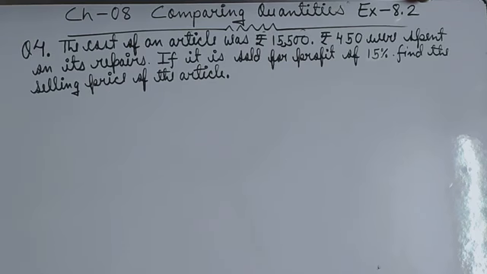Now this is the fourth question of your exercise 8.2, which says the cost of an article was rupees 15,500 and rupees 450 were spent on its repair. If it is sold for the profit of 15%, find the selling price of one article. एक आर्टिकल है, उसकी कॉस्ट प्राइस आपको दी हुई है 15,500 रुपीज़, एंड उसमें थोड़ा रिपेयर वर्क किया गया है जिसका चार्जेस आपका 450 रुपीज़.